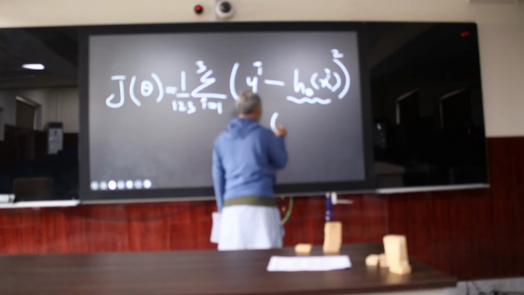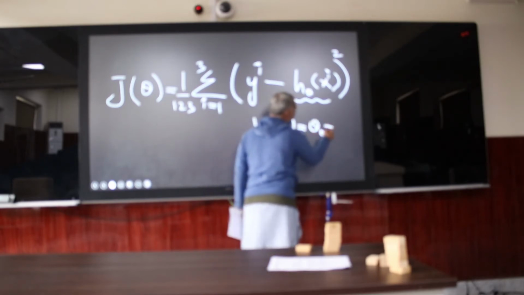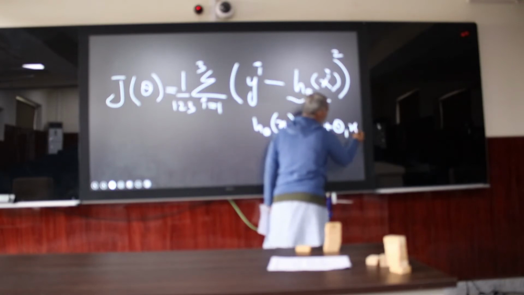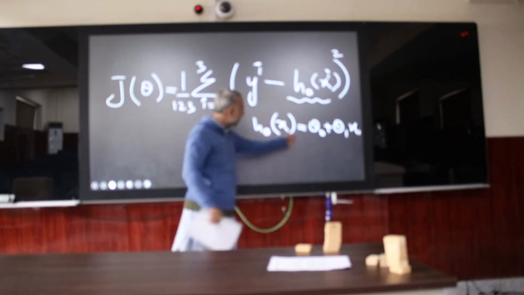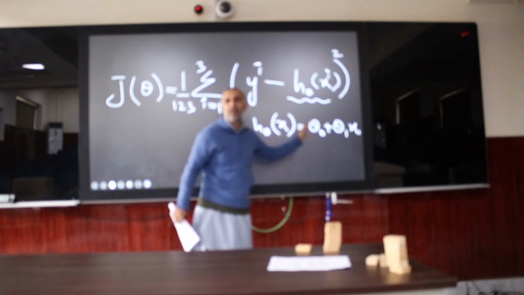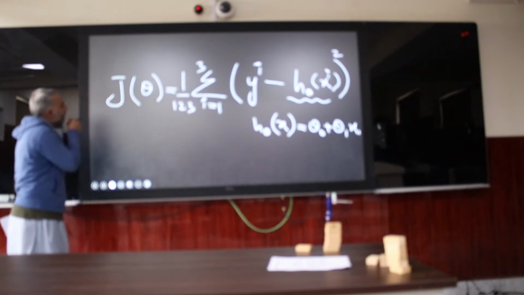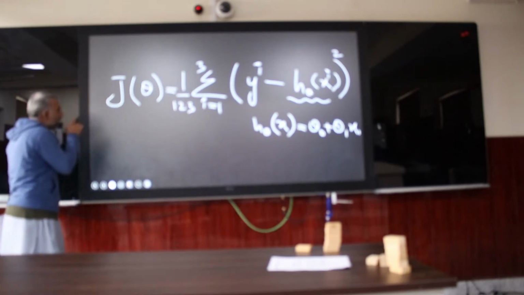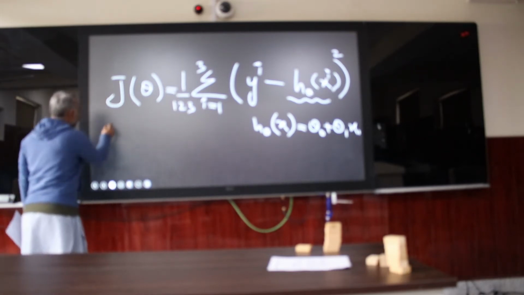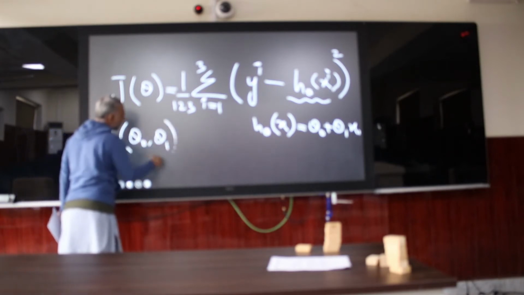And you know, this is equivalent to theta naught plus theta 1 x1. We know there is x sub 0, but it is equivalent to 1, so we are ignoring it. And how many weight parameters are there? 2. So J of theta naught, theta 1.